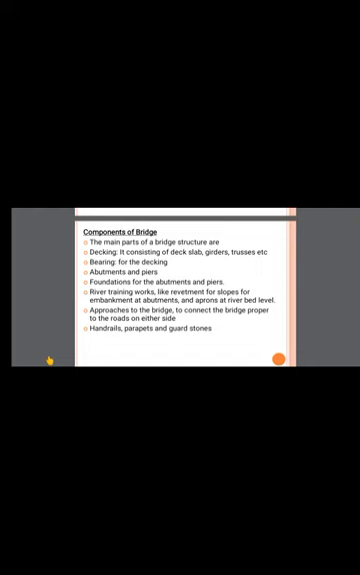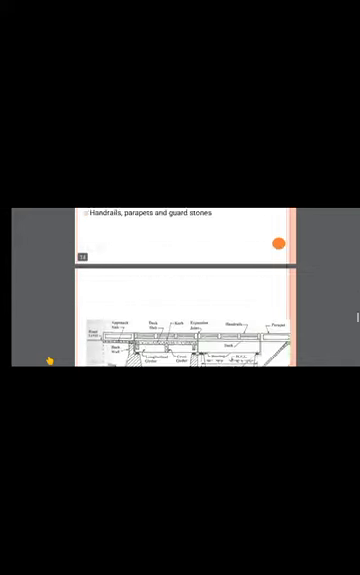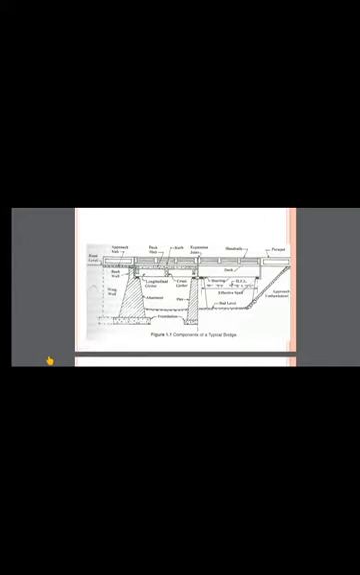Okay, what are the components of the bridges? The main parts of the bridge structures are decking, bearing, abutments and piers, foundation for abutments and the piers, and river trainer works like revetments, approach slabs to the bridges, and handrails, parapets, and the curbstones. Okay, these are the main components of the bridges. So we'll go one by one here.